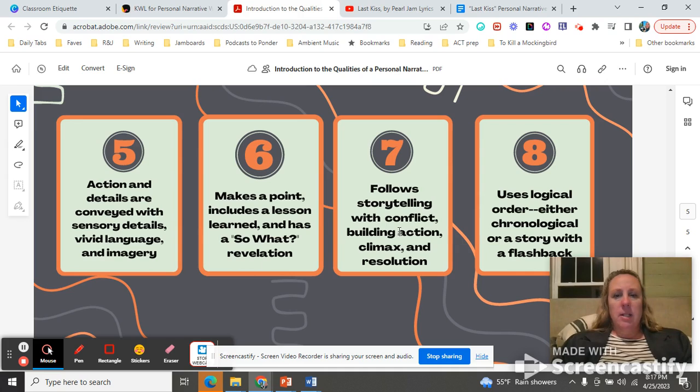Quality 7 is that it's going to follow that storytelling plot map. All right. You guys remember back when we studied short stories, we did a lot of plot maps.